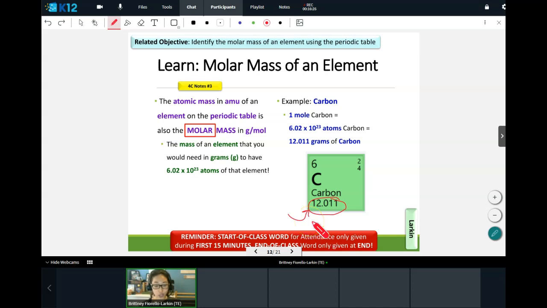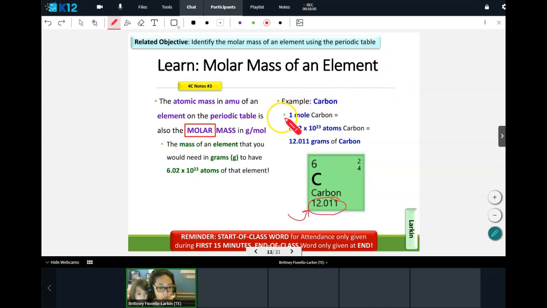I'll show you. 12 grams is about the mass of 2 pieces of paper. So if we have this much mass of carbon, that would tell me I have 1 mole of carbon, and therefore I'm looking at 6.02 times 10 to the 23rd atoms of that carbon. Smiley faces if that makes sense.